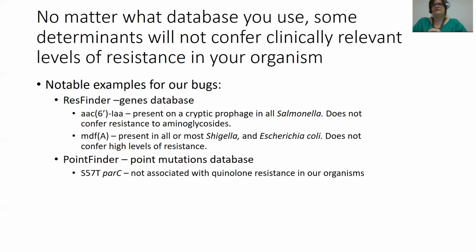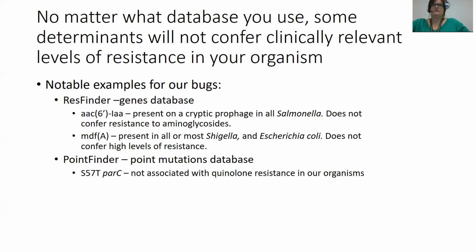PointFinder, which is the point mutations scheme that we use for our bugs. There are several mutations that don't really cause change in phenotype, and I've listed one of these, a PARC mutation, and it's not associated with clinical resistance in our organisms. The problem, I think, is that so much of the literature is based on experiments where people would expose a bacteria to an antibiotic and look at the compensatory mutations, and not all of those are going to be the cause of the resistance that you observe.